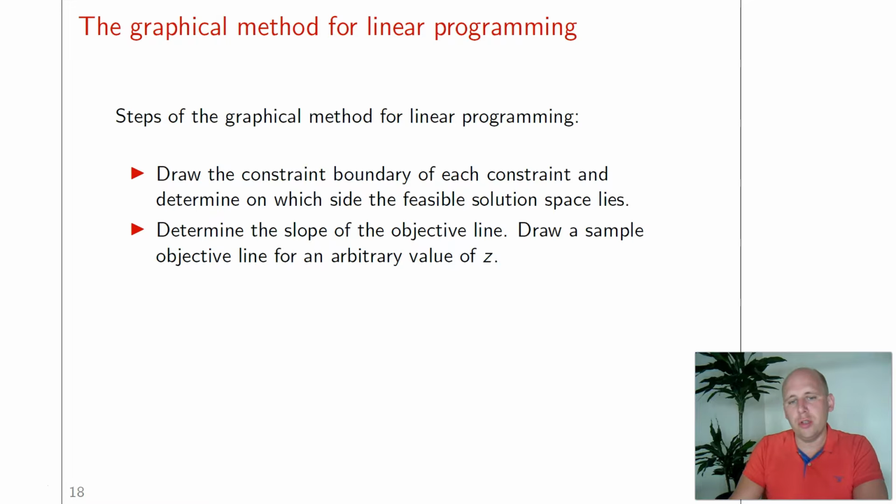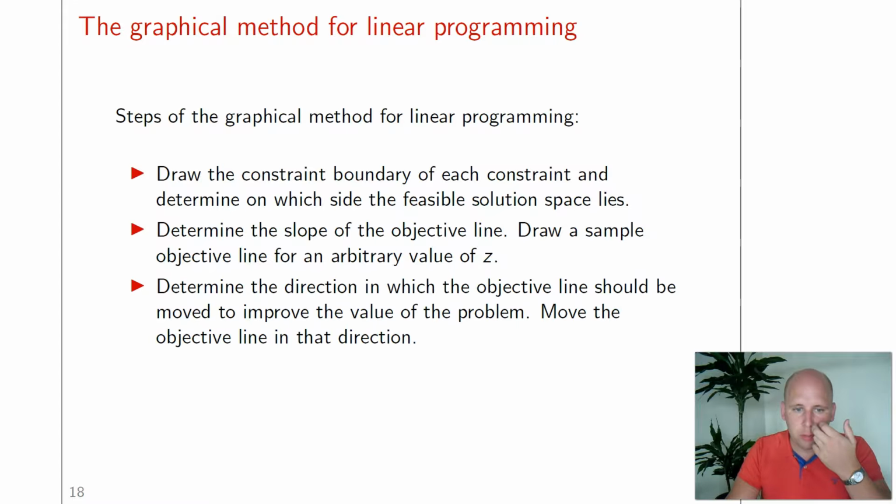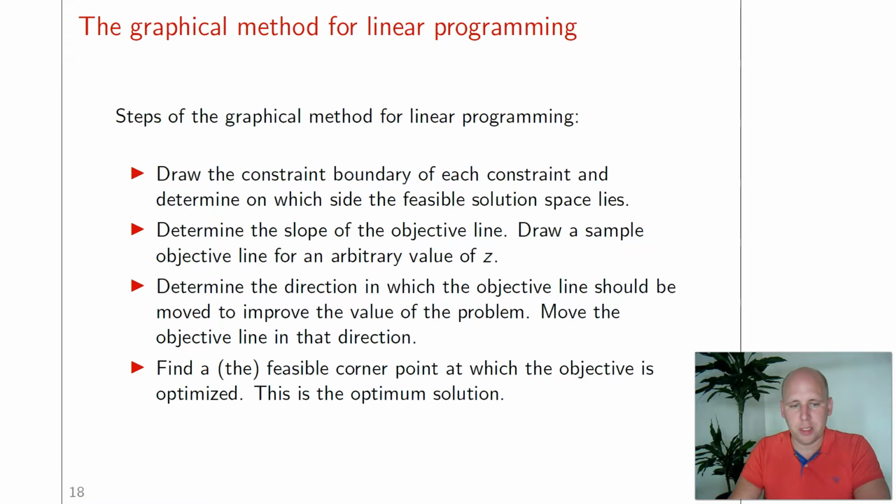Then we are going to determine the slope of the objective line, and we draw the objective line for an arbitrary value of z. Then we need to check in which direction we need to move that objective line in order to get a better value for z. And better can be higher if you have a maximization problem, but it's lower if you have a minimization problem. And then we should move that line in that direction as far as we can, but in such a way that we still have points in common with the feasible solution space. So then we basically have the optimum solution.